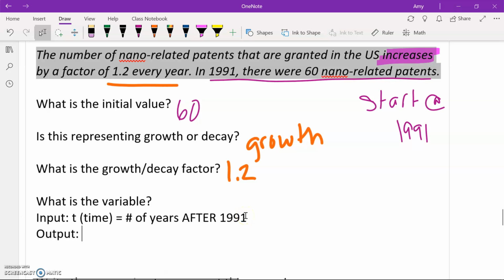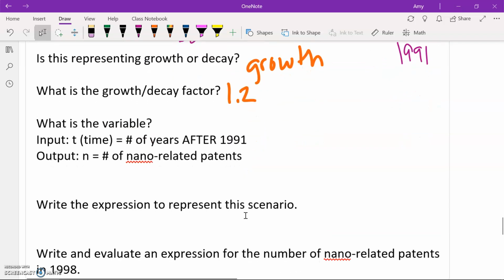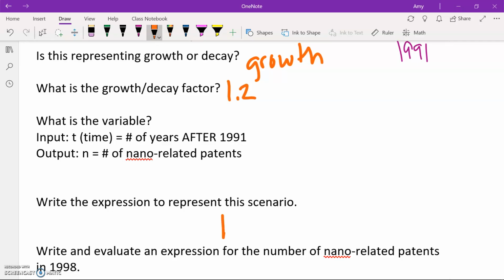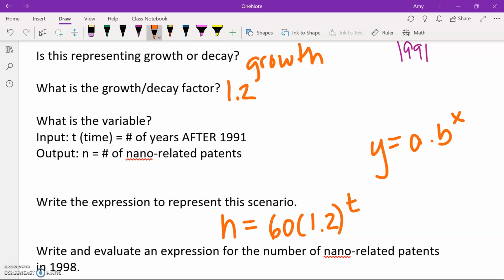And then our output is going to be n for the number of nano-related patents. So once again, these are those let statements, right? We are defining our variables so that when we write our expression, it makes sense. So let's write an expression. We want n equals, remember that we have y equals a times b to the power of x. So it is going to be 60 times 1.2 to the power of t. I just chose not to use the letter y for years because y is often represented as our output, and I didn't want to make it too confusing.